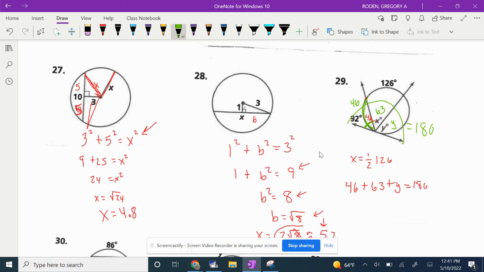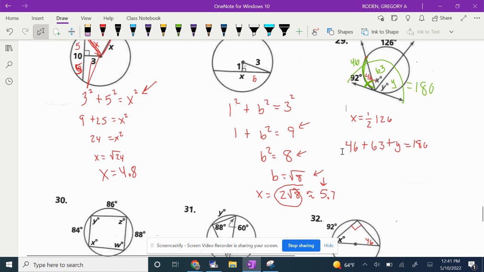So just doing the math, we get 46 plus 63 plus y equals 180. Oh, I didn't finish that math. So let me do that math really quick. So we get 46 plus 63. That's a 9, that's a 10. So 109. So we get y plus 109 equals 180. And then I'll just subtract 109 from both sides. 180 minus 109, I get 71 degrees. So y is going to equal 71 degrees.